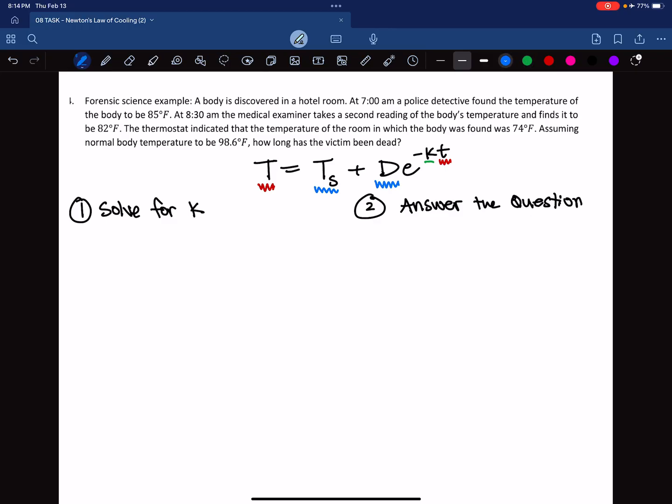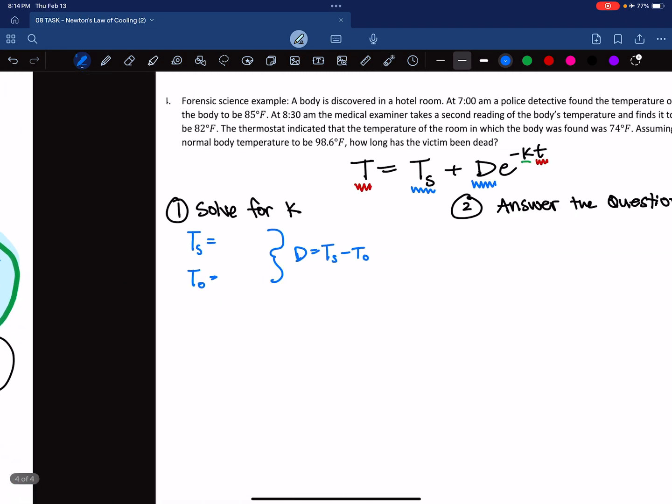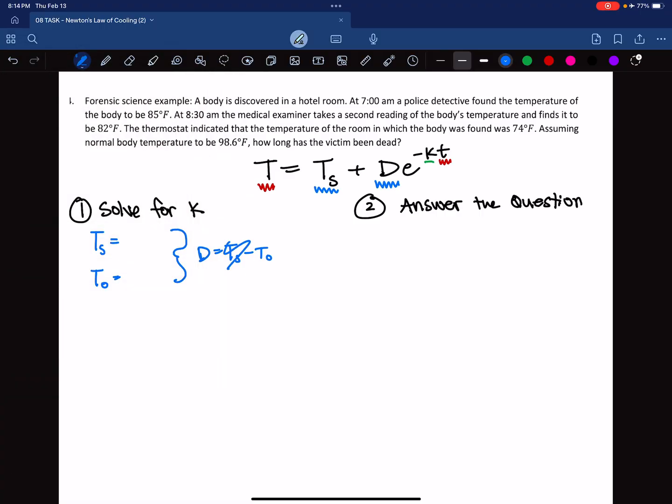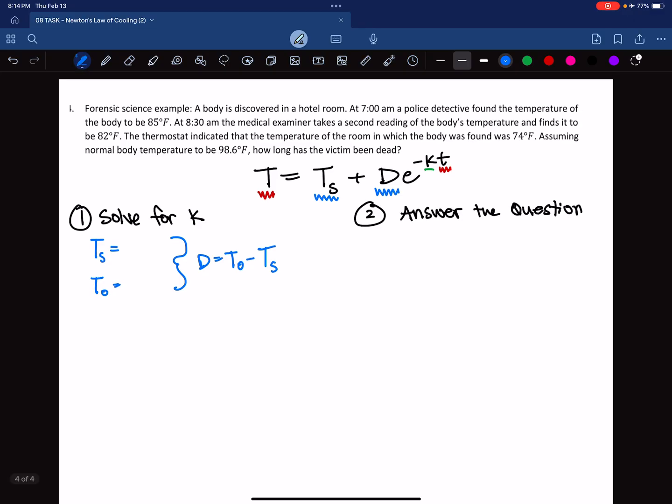So let's see what we've got. We're going to figure out the temperature of the surroundings, the temperature of the object, and what we're going to do with these is calculate the difference, surrounding minus object. Oh, I think it's the other way. Nope. Or yes, got to switch that. Temperature of object minus temperature of surroundings. Okay, let's start with that.